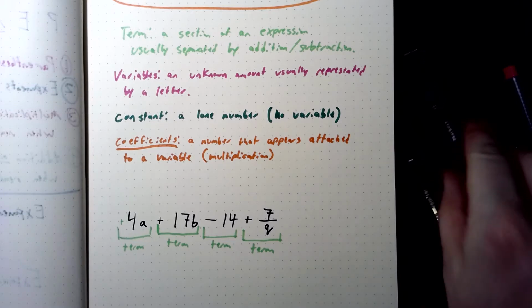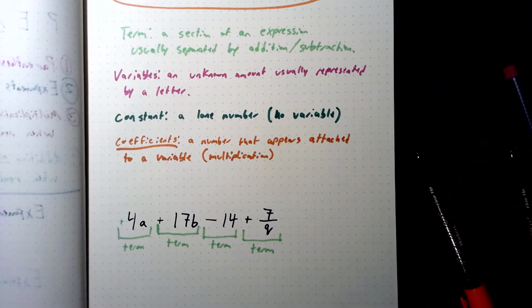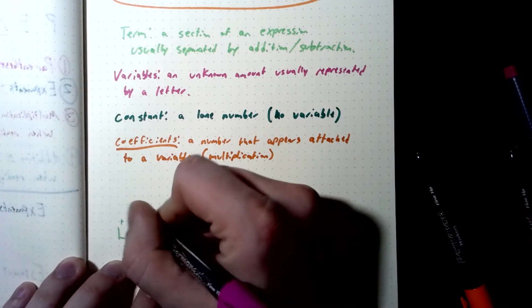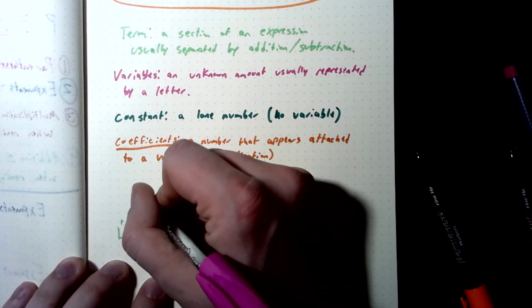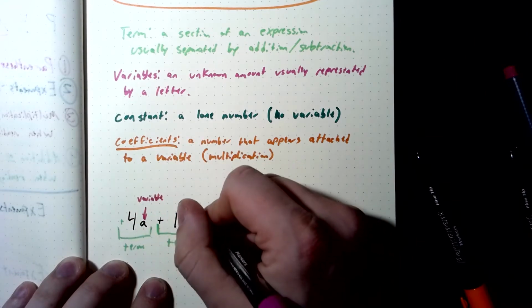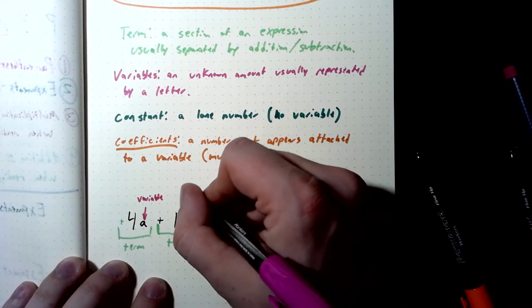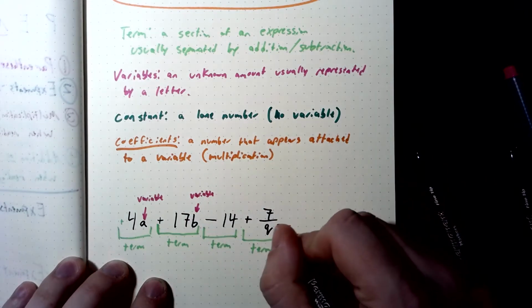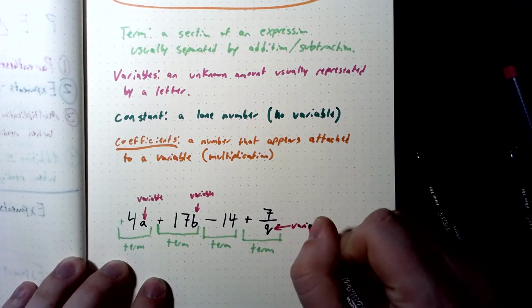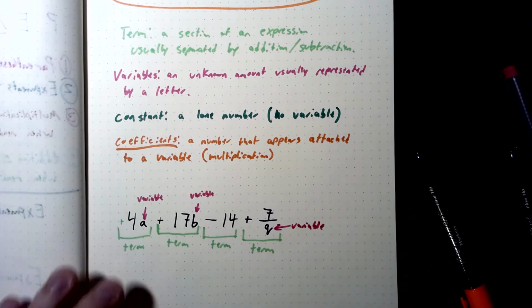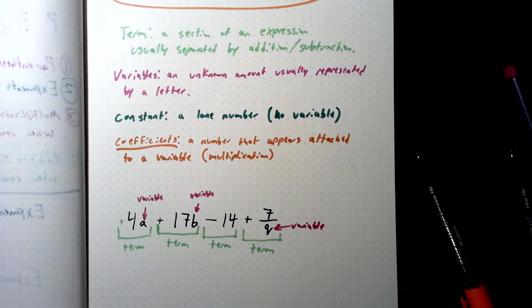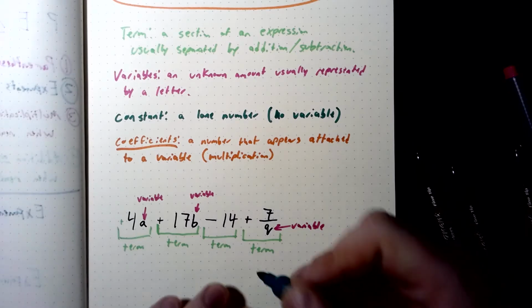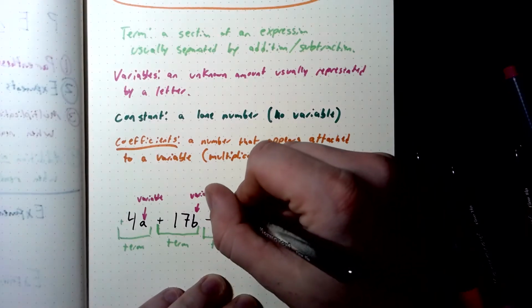We then have our variables. We have 3 variables in our expression. We have one here. We have one over here. And one down here. Each of those are my variables for this problem. We only have one constant, which is this negative 14.